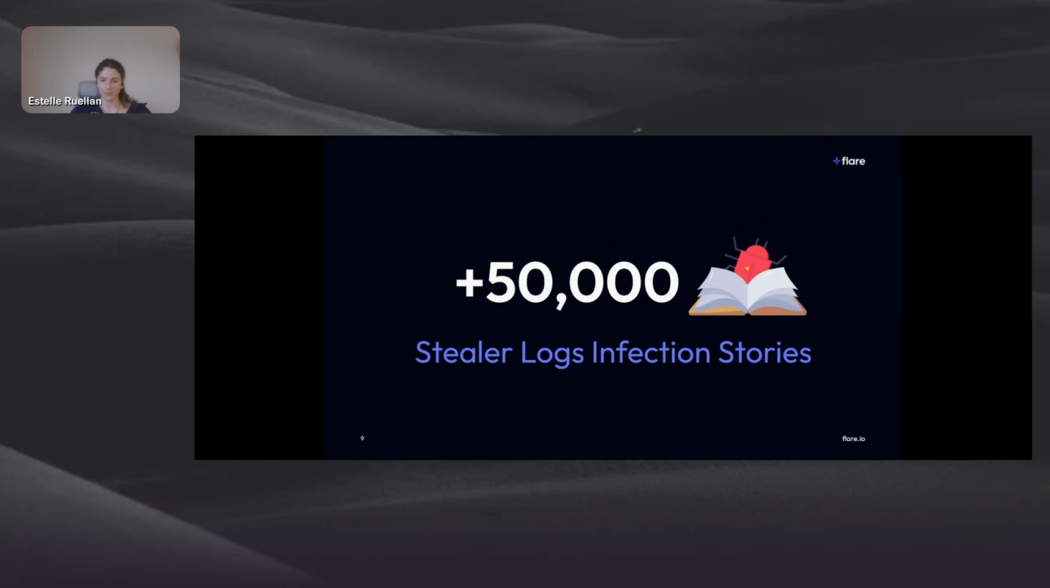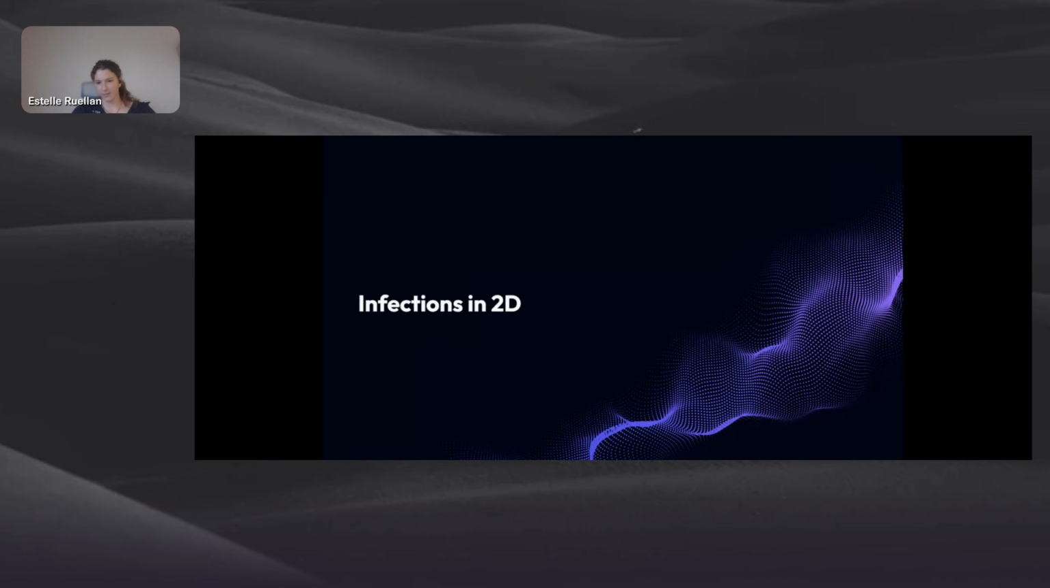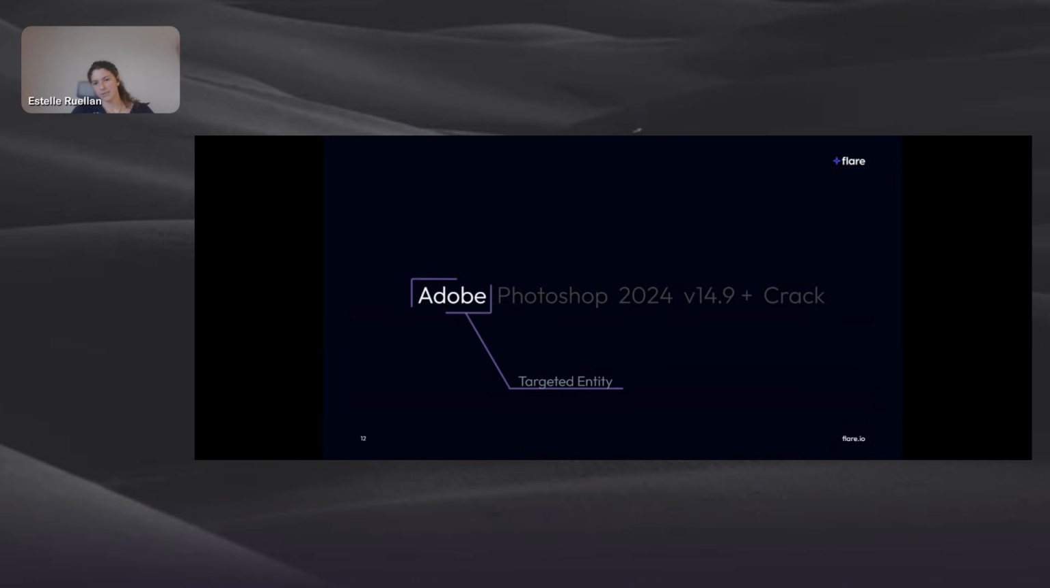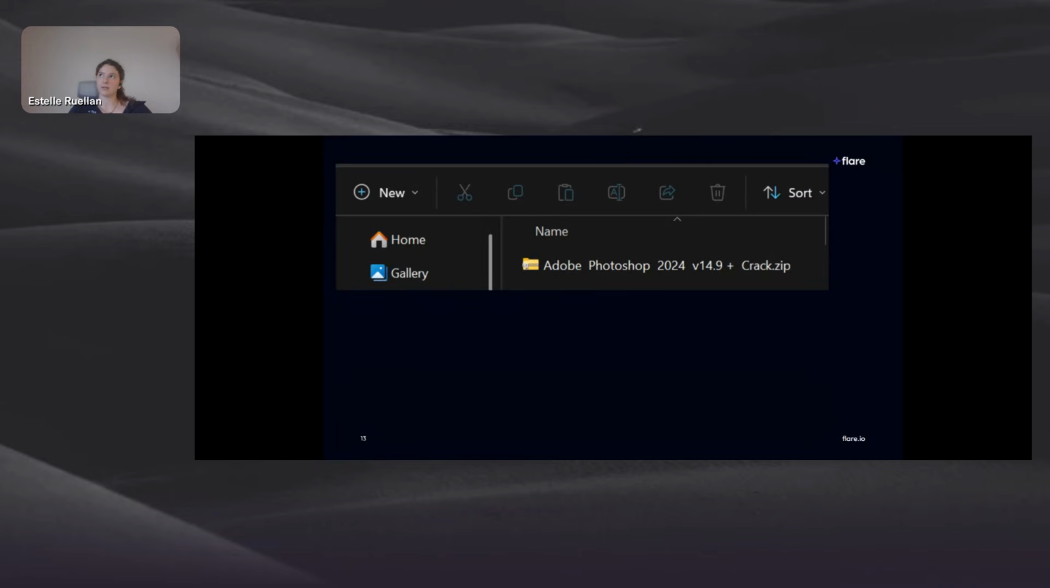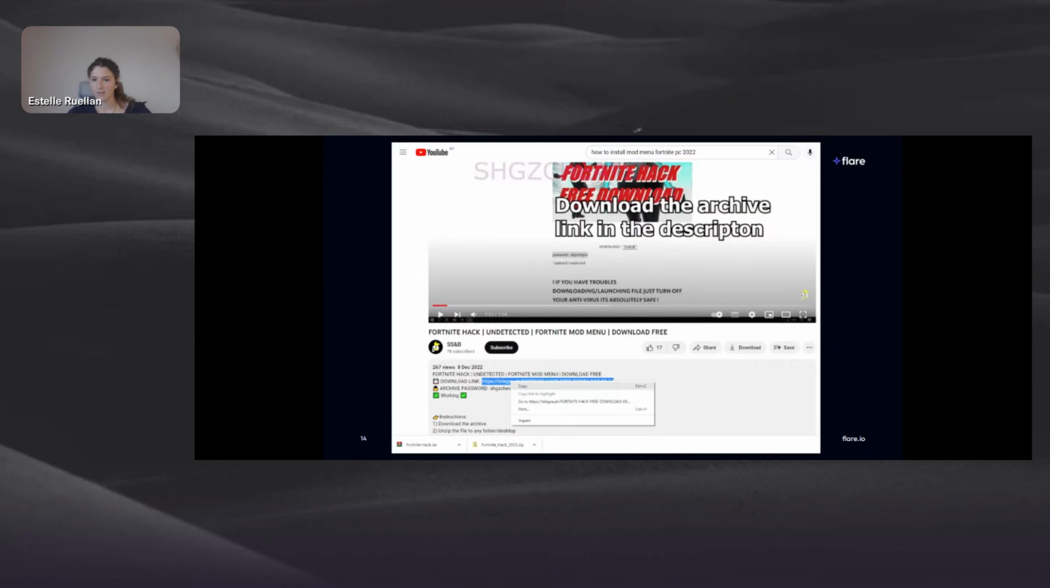And when we began to read most of them and analyze them, we realized infections were multidimensional and they had two different dimensions. The first one is the targeted entity. The targeted entity is what software, brand name, or game the malware is basically hiding behind. So here, the malware was masquerading as Adobe Photoshop 2024. In the other example, the targeted entity is Fortnite. So the malware was masquerading as Fortnite to be installed on the computer.